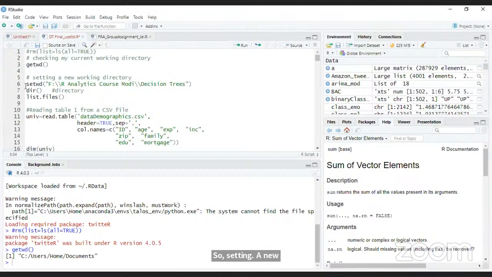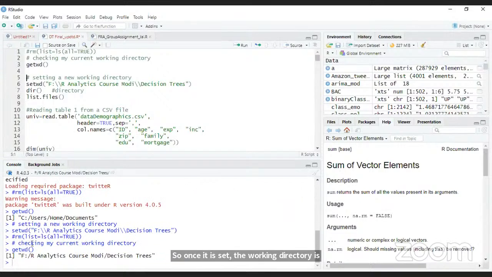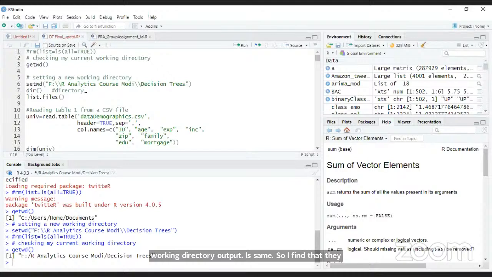Good. So let me execute. Please go through that. I will do some coding, I will stop and I will take questions. Okay. So once the working directory is set, now go and run getwd again and see whether the set working directory and the get working directory output is same. So I find that they are same. So a new working directory is set.